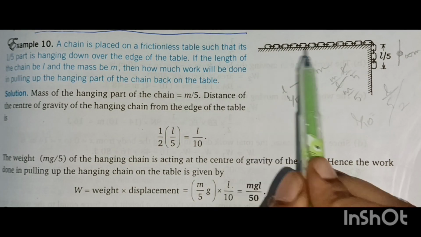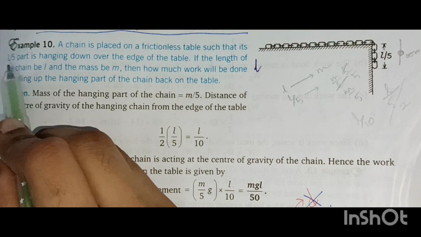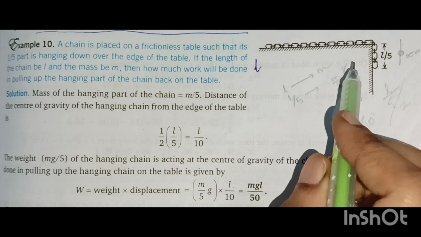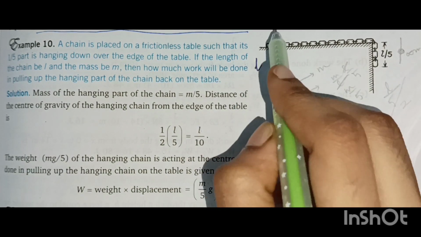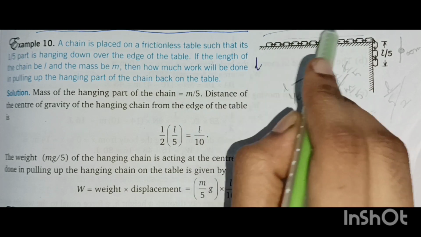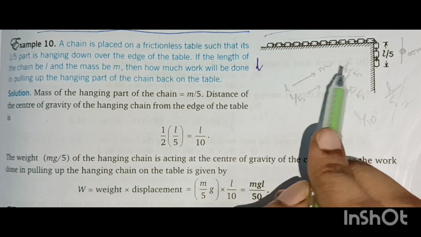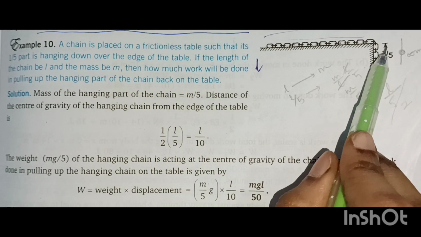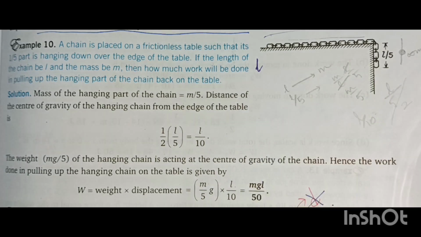Okay, so there is a long chain which is of length L, and 1 by 5th part is hanging down. So here there is L by 5, that means the remaining 4L by 5 of the part is here, and L by 5 of the part is hanging down like this. And what is the work done in pulling up this hanging part of the chain back on the table? That is what is asked in the question.